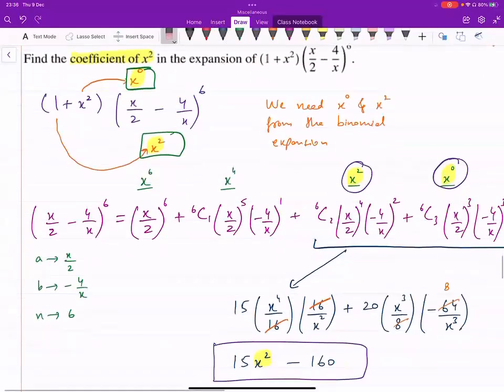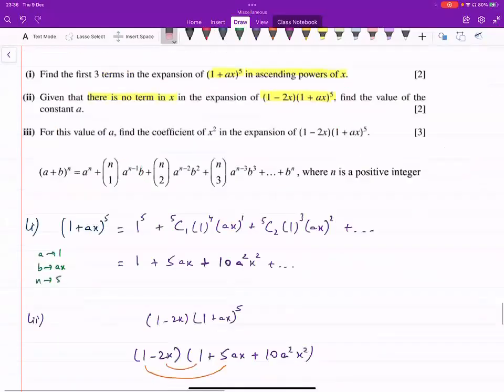Okay, let's move on. Now this is just one last question that we can do to practice the concepts that we've learned. So let's look at the first part. We have to find the first three terms in the expansion of (1 plus ax) whole raised to power 5 in ascending powers of x. Again, it's a simple expansion. A की जगह पे 1 है, b की जगह पे ax है, n की जगह पे 5 है. You just input these values in the formula.